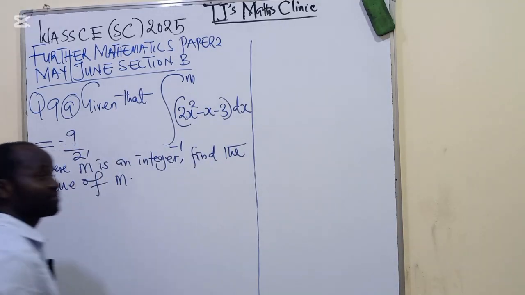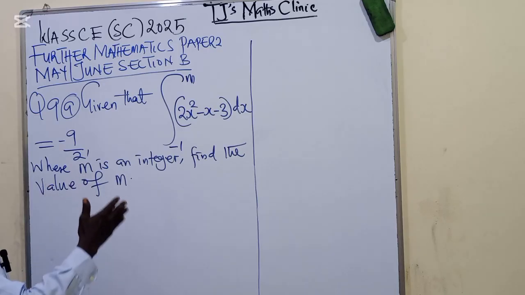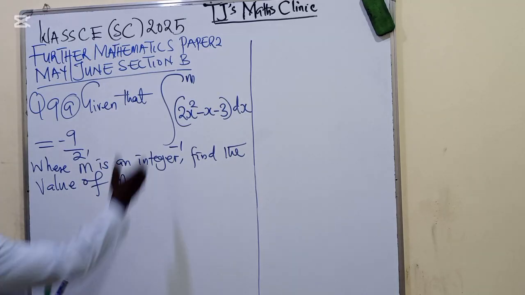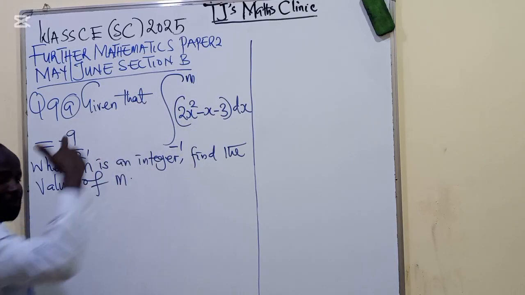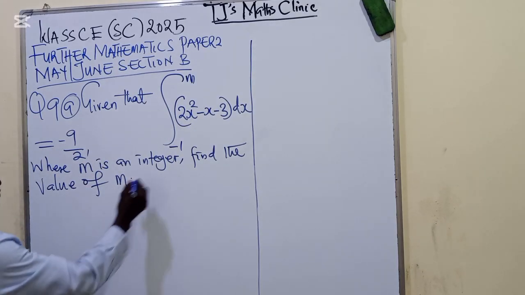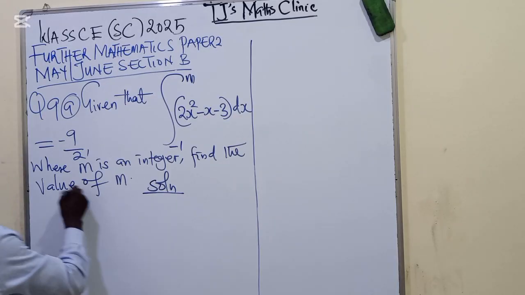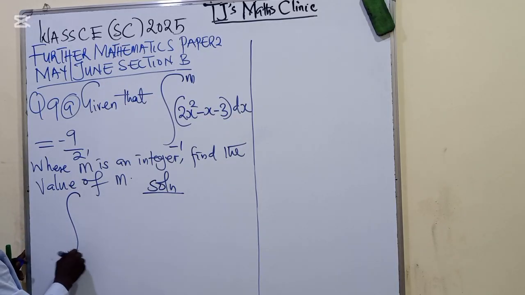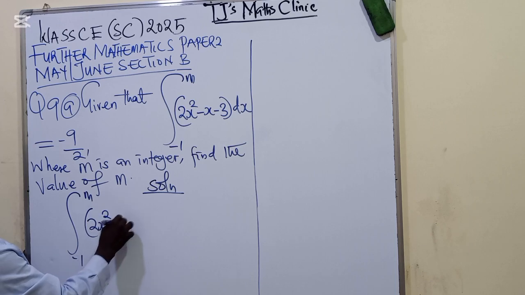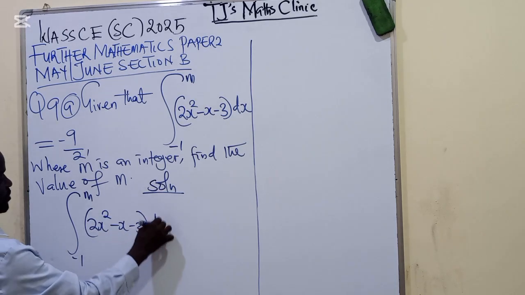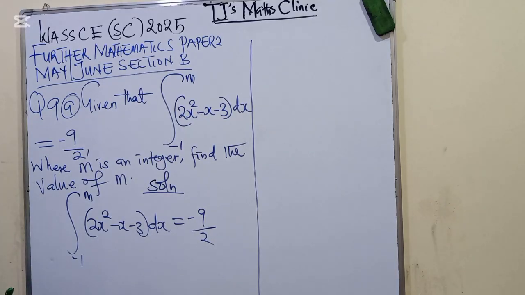Of course, this is from definite integral. Two types of integration: indefinite integral and definite integral. This is definite integral. That's what we have, with the lower limit as minus 1 and upper limit as m. Let's write down the solution here. We have the integral of minus 1 to m of 2x squared minus x minus 3 with respect to x equals minus 9 divided by 2.